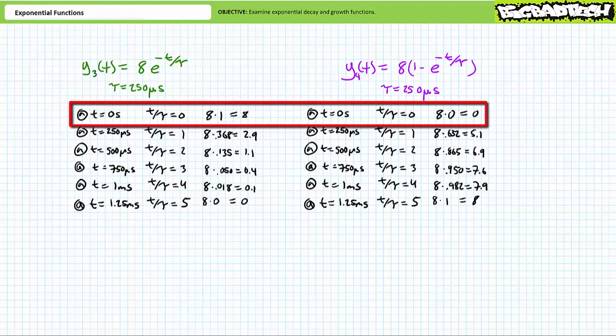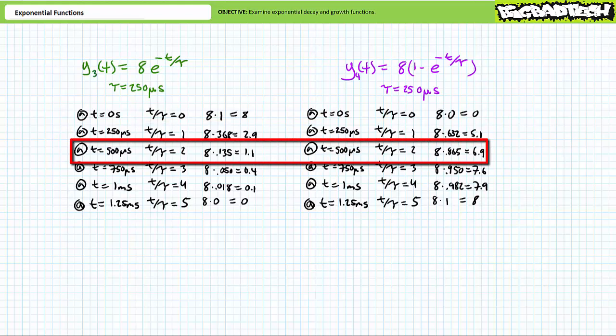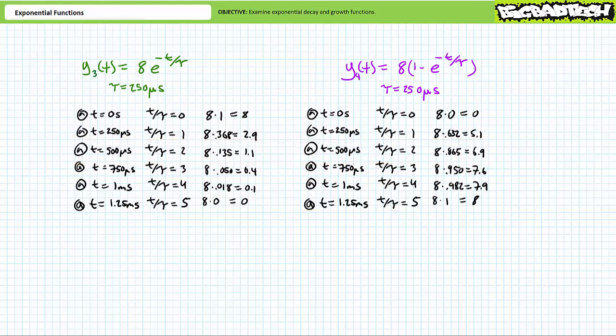At t equals 0, y3 equals 8, and y4 equals 0. When t equals 250 microseconds, the ratio t over tau is now 1. y3 is 2.9, and y4 is 5.1. At 500 microseconds, y3 is 1.1, and y4 is 6.9. Again, close inspection of these values for whole number ratios of t over tau should yield immediately identifiable characteristics. We're transitioning through the same values as previously, only it's taking us half the time to do so.